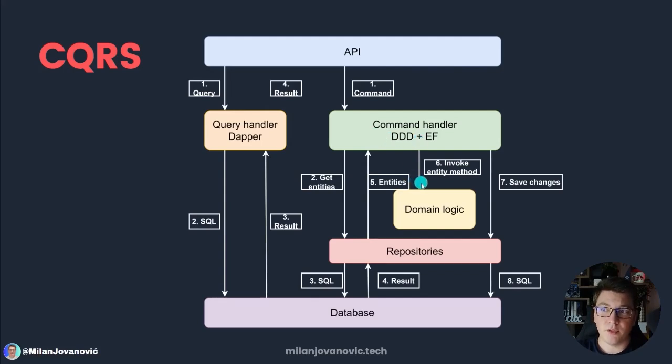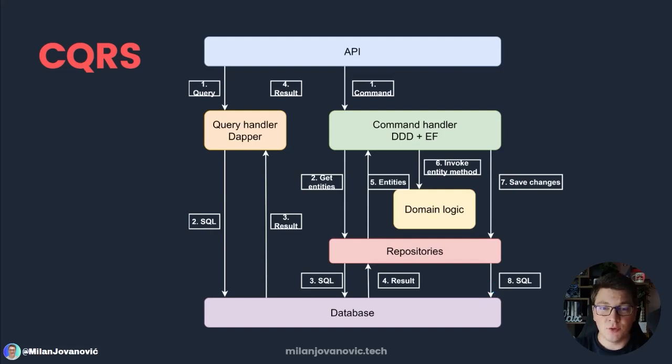Then we are going to invoke the methods that are exposed on our entities to trigger our domain logic, which we implemented in the previous chapter. And finally, we're going to use the unit of work to persist the changes using EF Core, the end result being a SQL query persisting the changes in the database.